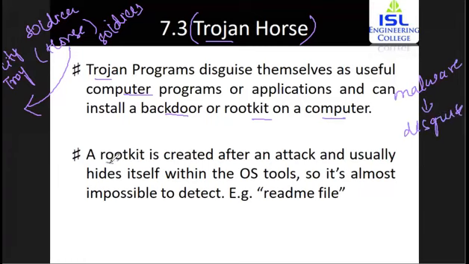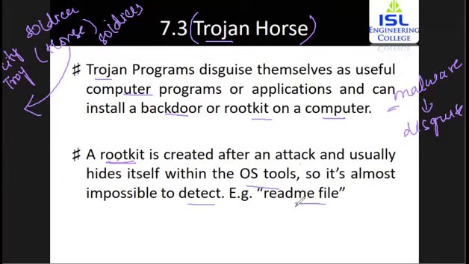Now in here, a rootkit is created. Now what is a rootkit? This rootkit is a collection of software, computer programs or any malicious code, that is malware, designed so that you can enable access into a system after an attack was launched, so that you can access back the same way as the soldiers accessed back into the city of Troy. This rootkit is created after an attack and usually hides itself within the OS tools, so it is impossible to detect.